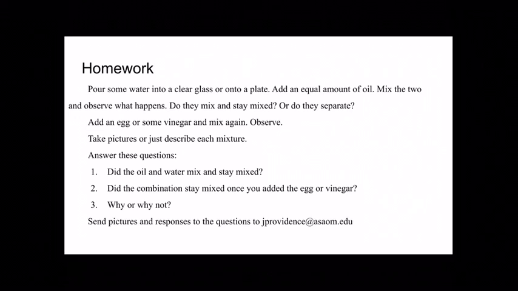Now we're going to add an egg or some vinegar, or you might have something else in the kitchen that you could add. But these are two things that I'm guessing you have around that can serve this purpose. We're going to mix it again and observe what happens. All along the way, I'd like you to either take pictures, or you can describe to me what's happening in each step, and then answer these questions. Number one, did the oil and water mix and stay mixed when it was just oil and water? Number two, did the combination stay mixed once you added the egg or vinegar? And then number three, why or why not?